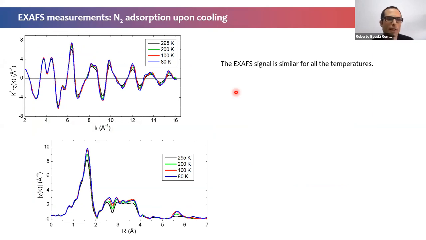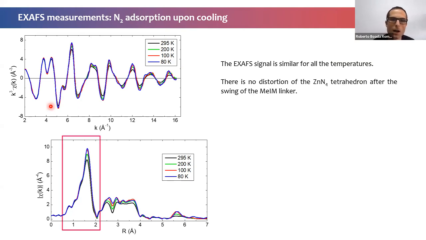When having a look at the X-ray spectrum, we found that when we were cooling down, there was a decrease of the amplitude of the X-ray signal. The shape was not changing very much, and in terms of the nearest neighbors of this zinc tetrahedron unit, we couldn't see much change. There was not a clear distortion of the zinc-nitrogen tetrahedron.